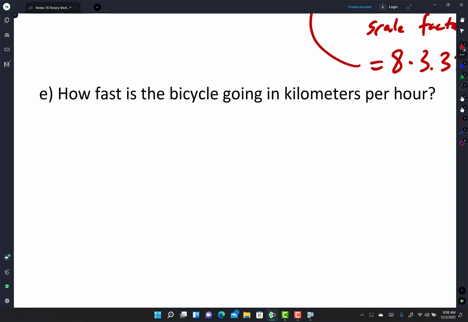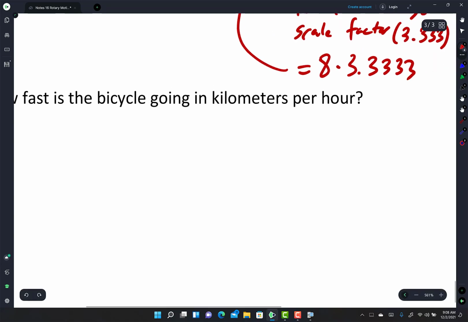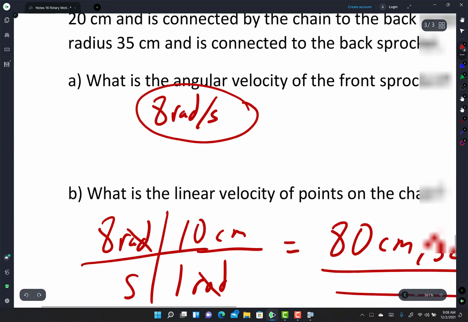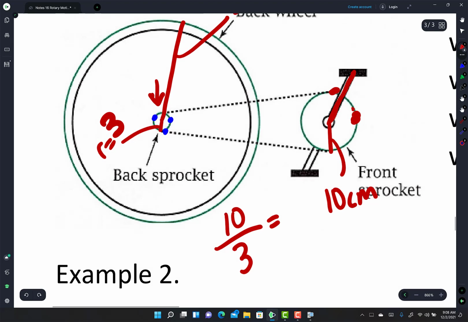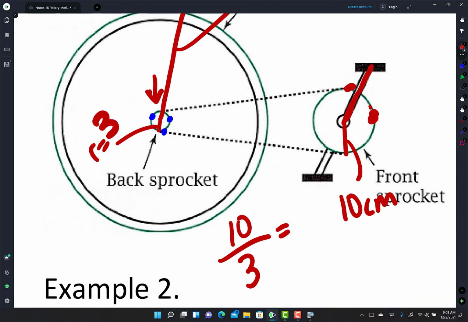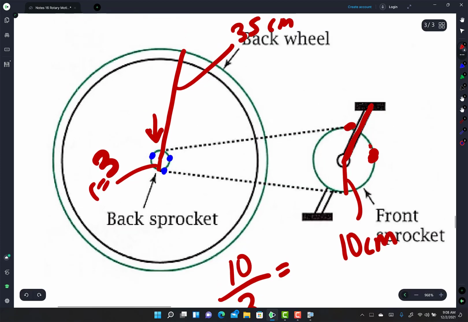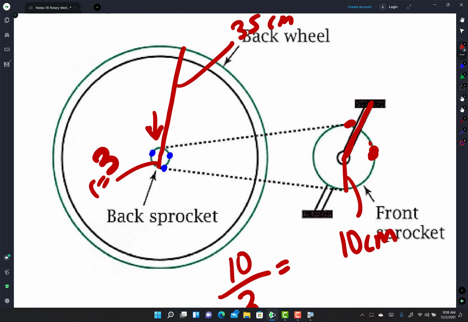So when you're an awesome engineer for NASA, they're going to ask you how fast this meteor is coming at us. Okay, well, let's find out. Let's see, what's the connection? Do I know the angular velocity of the back sprocket? Didn't we just calculate that? Yeah. Why am I asking that? Do you agree that the angular velocity of the back sprocket is the same as the wheel? Yes, every time the back sprocket does one revolution, the big wheel does one revolution.